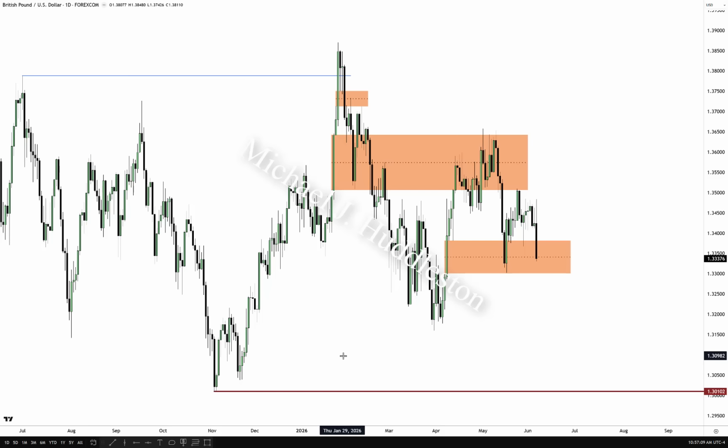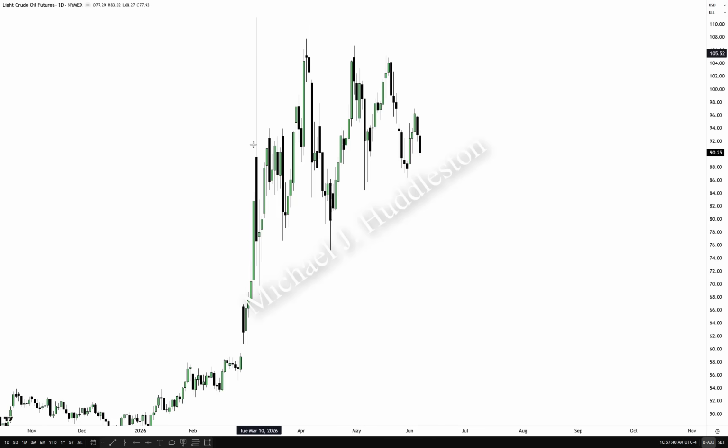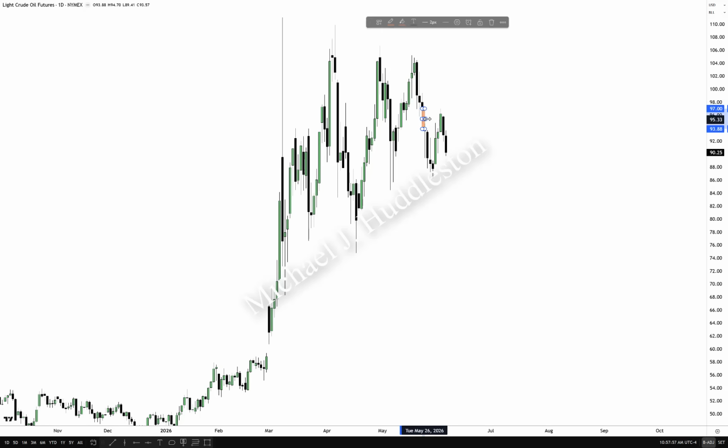Let's take a look at the crude oil market. So as I mentioned, stay away from this market. Otherwise, you're going to get beat up pretty bad. And we have a volume imbalance there. They utilize that as an inversion fair value gap.